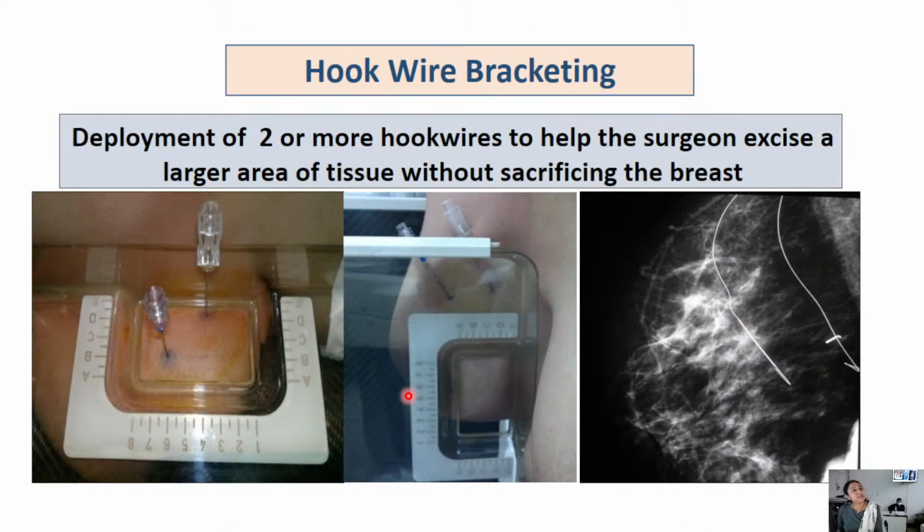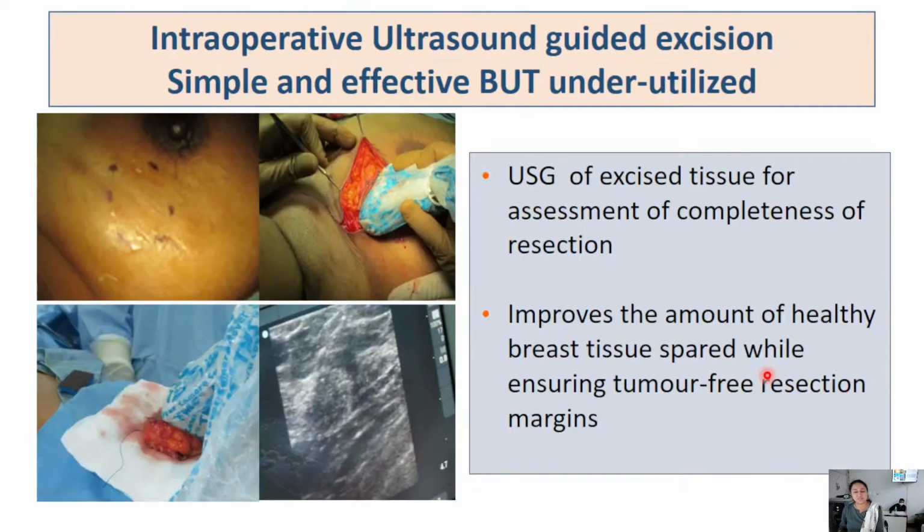Hook wire bracketing is another technique of localization in which the disease is localized, whether in form of suspicious segmental calcification or two lesions which are localized. And as the word says, it is to bracket the disease and guide the surgeon as to how much is the extent of disease. A very convenient, simple, and effective method for small lesions is intraoperative ultrasound guidance, which gives very low rate of margin positivity, and it has been very enthusiastically taken up by surgeons now in the OT table itself.